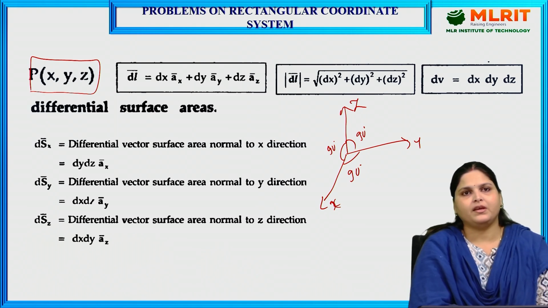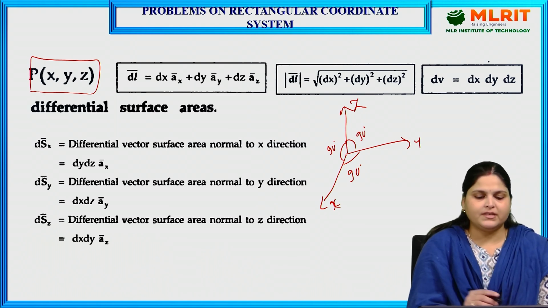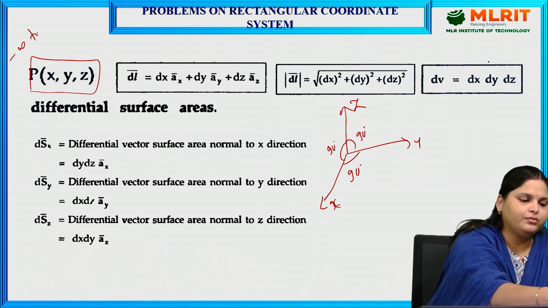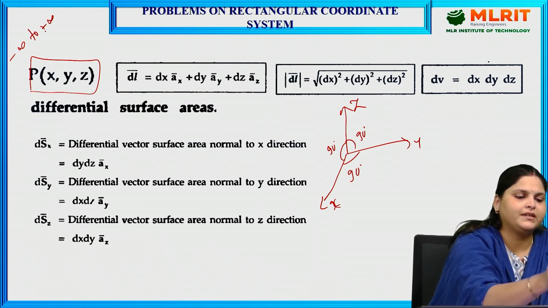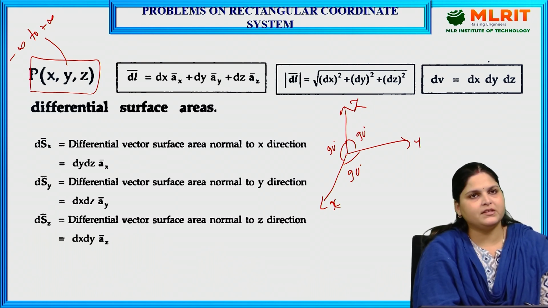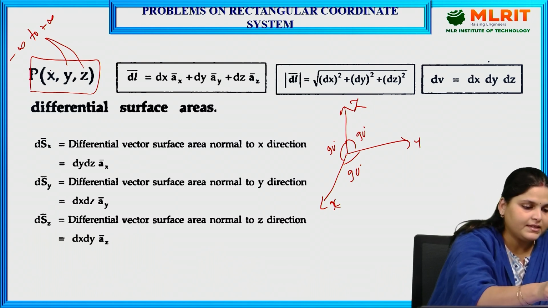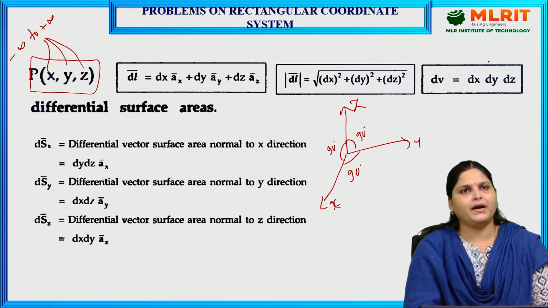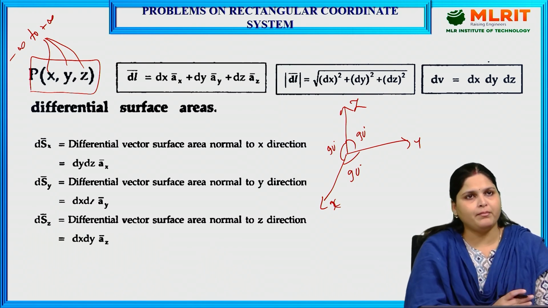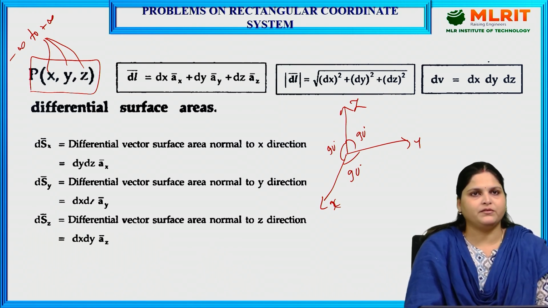If we talk about their ranges, x will range from minus infinity to plus infinity. y will also range from minus infinity to plus infinity, as well as z will range from minus infinity to plus infinity. That means they all can extend from minus infinity to plus infinity.